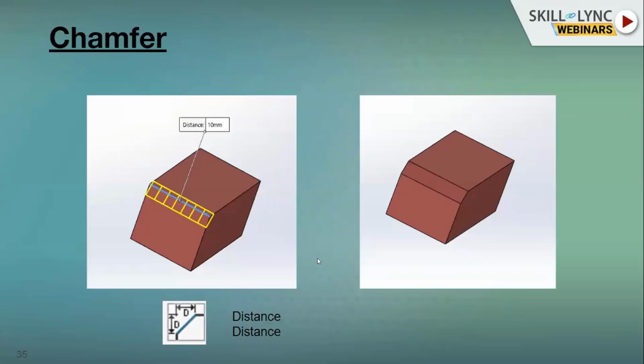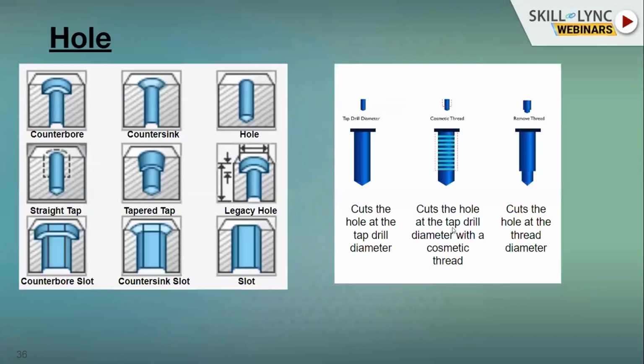Each edge needs to be chamfered with dimensions specified here, like 1 mm into 1 mm or 2 mm into 2 mm, which is the dimension with which we can blunt the edge of the part. That is called chamfer. And to make the holes, there are plenty of options available in SolidWorks, like counter bore, counter sink, simple hole, and tapered holes with the thread. All these options are within SolidWorks.